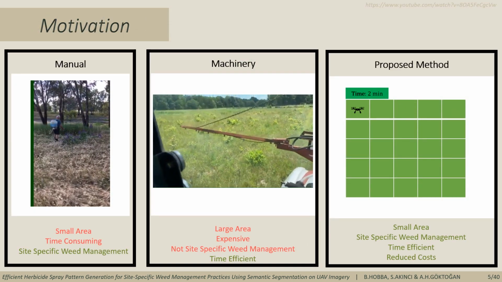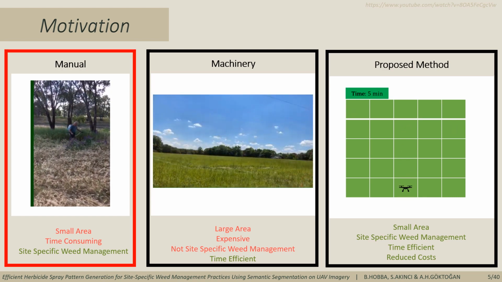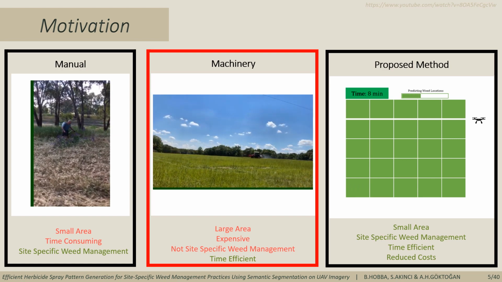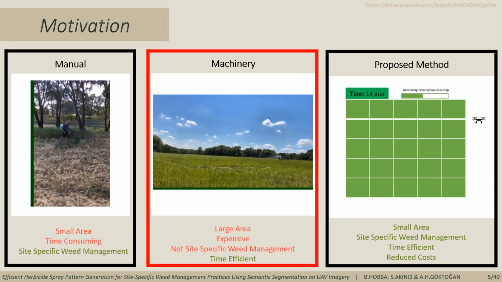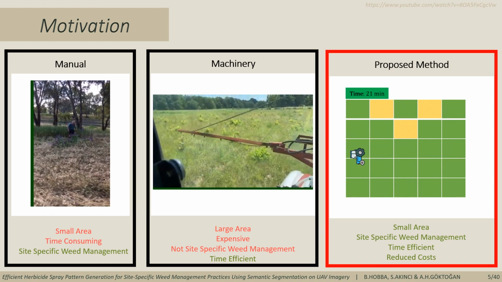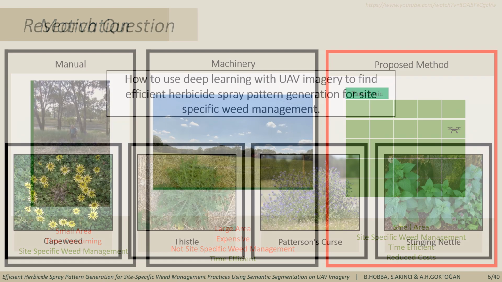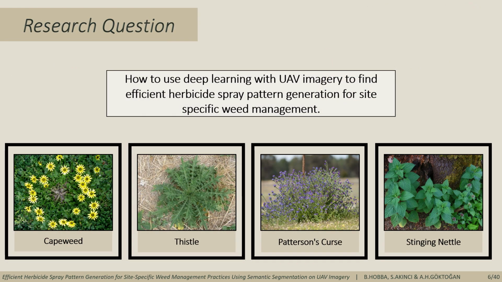Weed eradication requires farmers to single-handedly spray individual weeds with lackluster tools or entire fields with machinery. This is expensive, damaging to the environment, and time-consuming. The motivation of this paper is to reduce the amount of area which herbicide is required on through site-specific weed management. This paper attempts to solve how deep learning with UAV imagery is used to find efficient herbicide spray patterns.